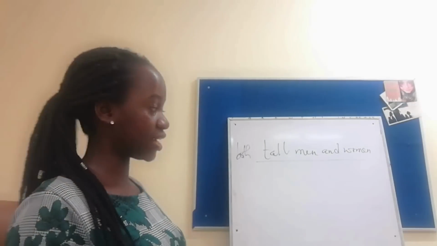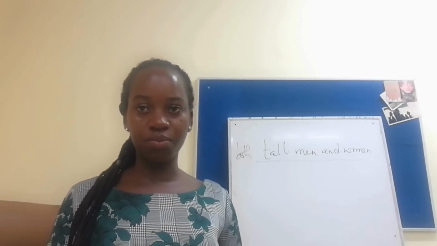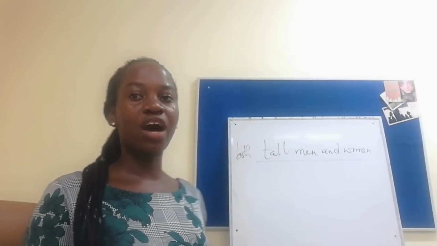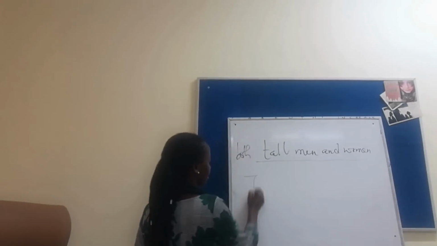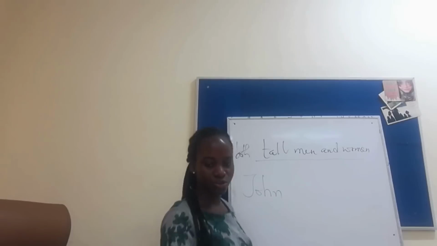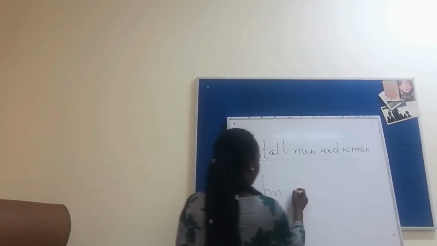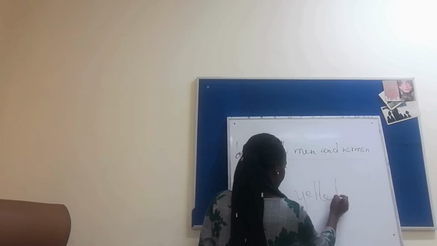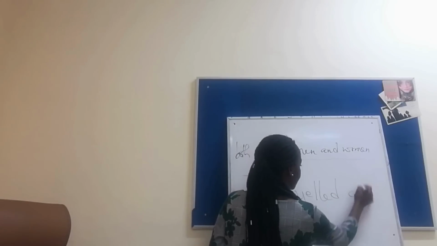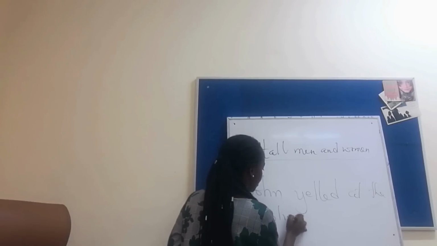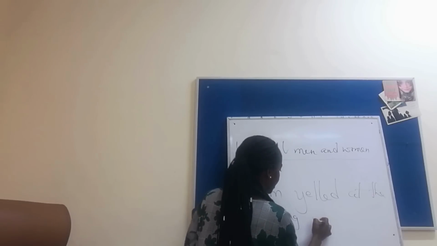John yelled at the Halloween dog in his underwear. In this example, we find that it is a clear case of a misplaced or misrelated modifier. And what we have to do with a misplaced modifier: John yelled at the Halloween dog in his underwear.